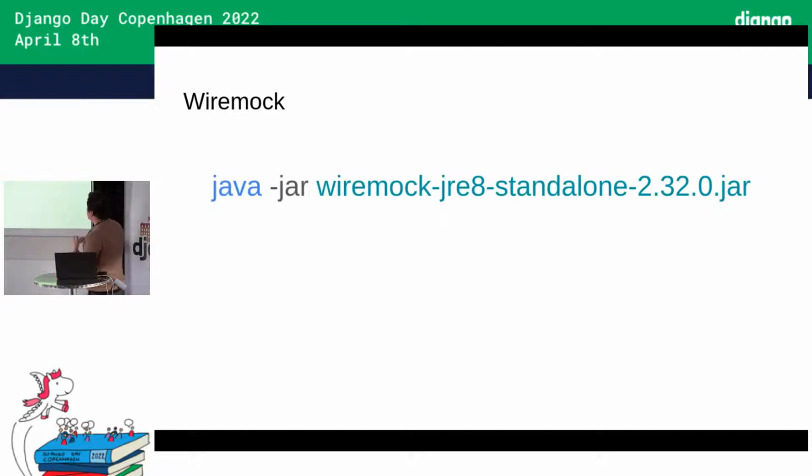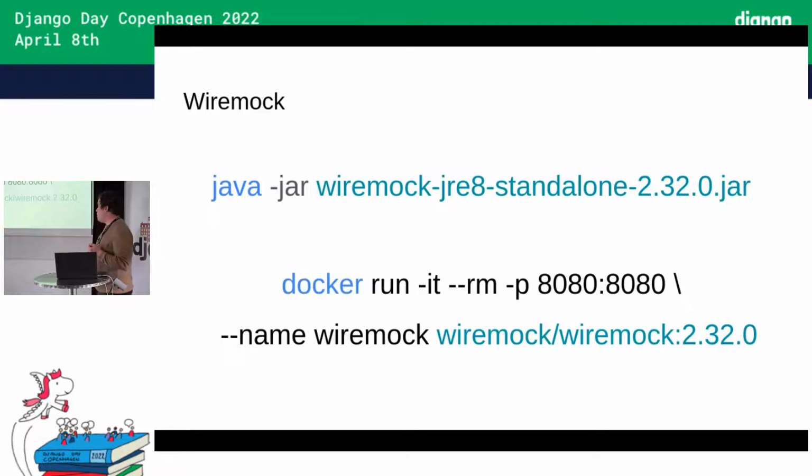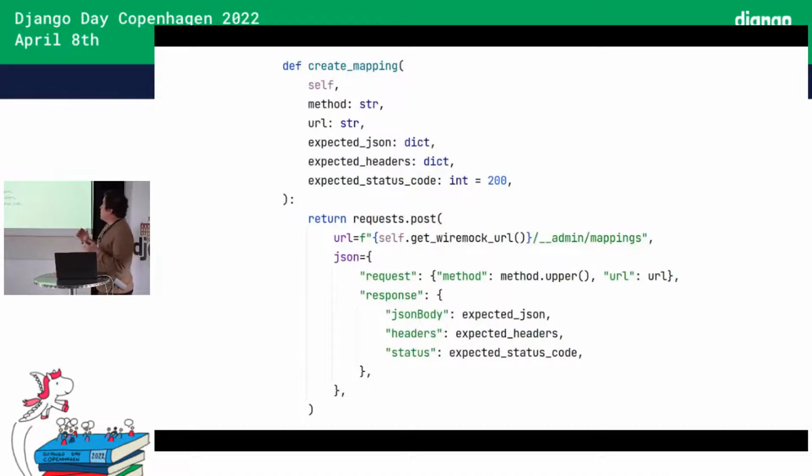In order to get it running, it is a Java application. You download the jar and run it like this. I don't know which kind of environment you have on your machines, Windows, Linux, Macs, but this just works in any kind of environment. Or maybe you can get it as a Docker container. Simple like that. Okay. And how do you mock the requests?